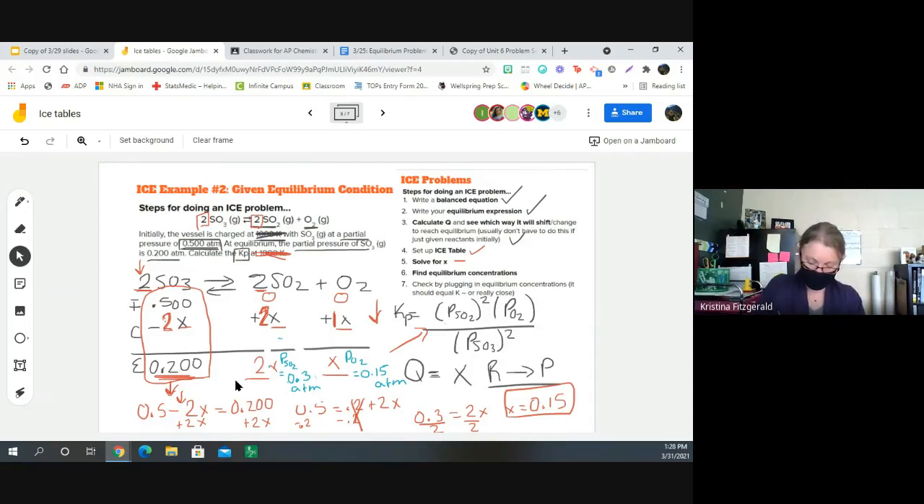So we got all our parts. I stopped a little early. They do want us to get a KP number. We just got to plug our parts in. 0.3 times 0.15 over 0.15, and whatever that is going to be your final answer. So plugging in our numbers. Oh, square it. Square the bottom one too.